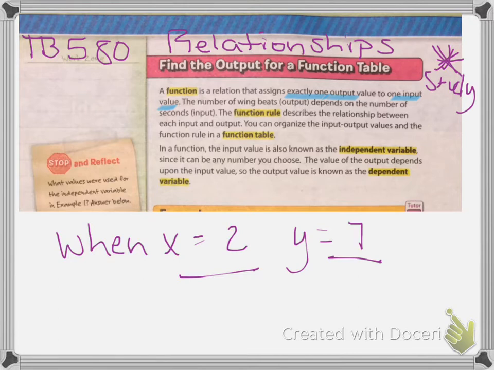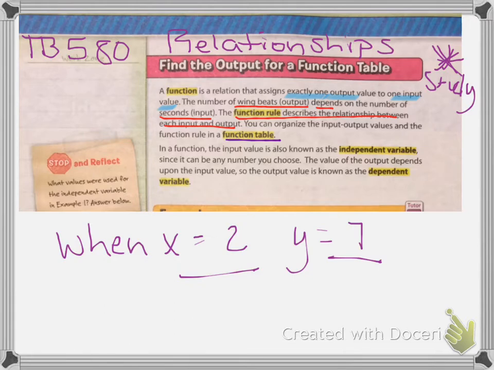So it says the number of wing beats, which is the output, depends, and that word depends is very important, on the number of seconds, which is the input. So the function rule describes the relationship between each input and output. So remember at the beginning of this chapter, I said that it's all about relationships in this chapter. You can organize the input-output values and the function rules in a function table. So the function table is just a way of organizing the function.